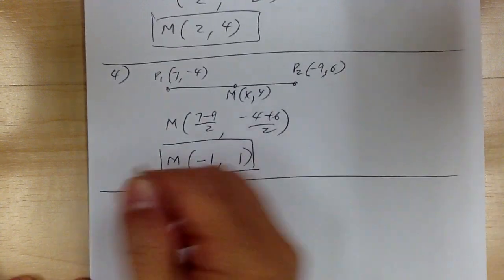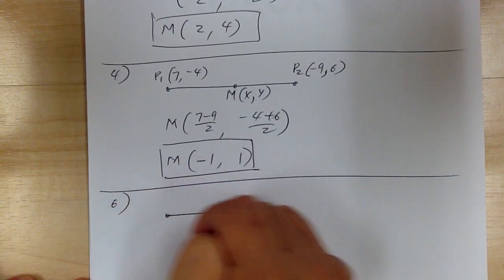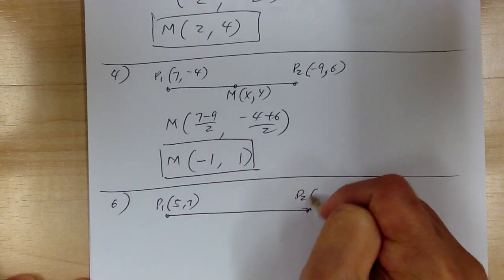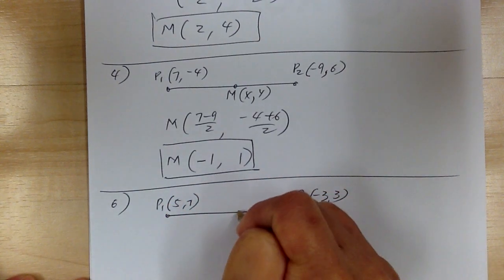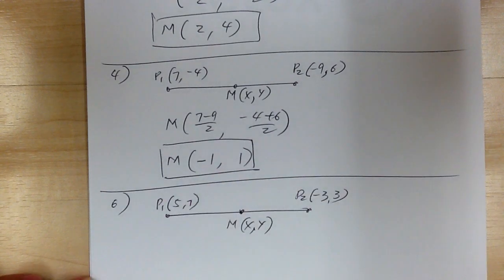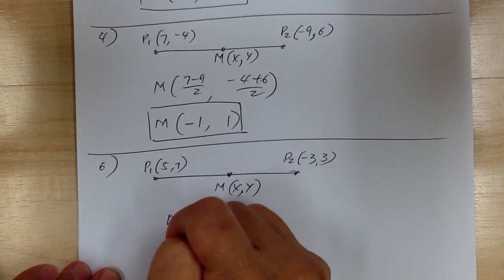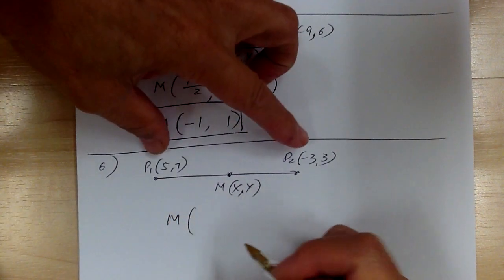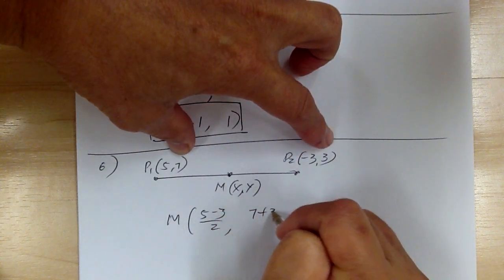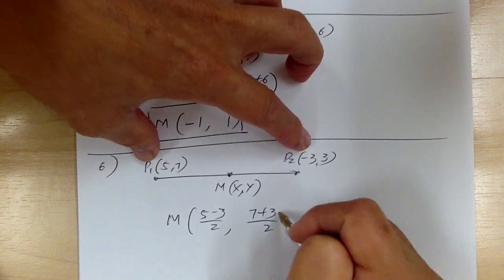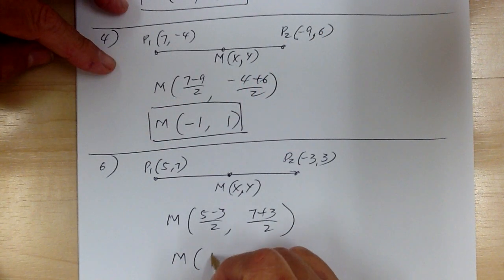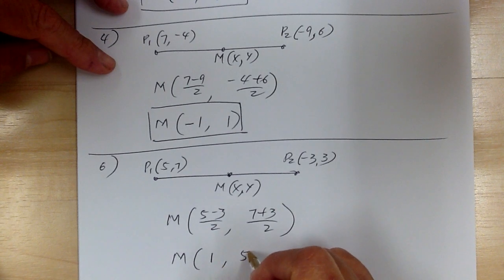Okay, let's go to number 6. So P1 is (5, 7). P2 is (-3, 3). And you're looking for the midpoint. So you can sketch it out, it helps you to visualize. The midpoint for the x is going to be (5 - 3) over 2. For the y it would be (7 + 3) over 2. So you use the average to find the midpoint. So the midpoint would be (1, 5).